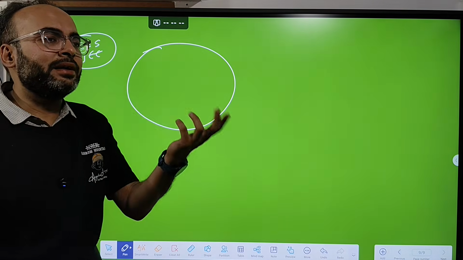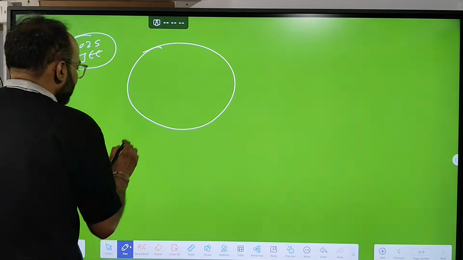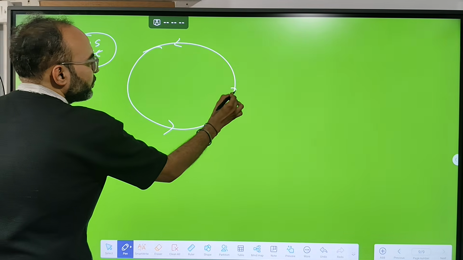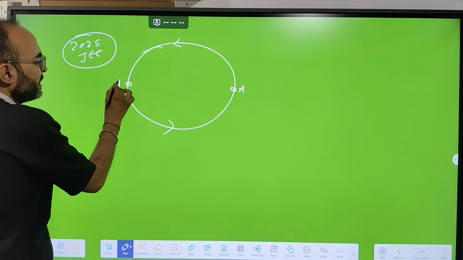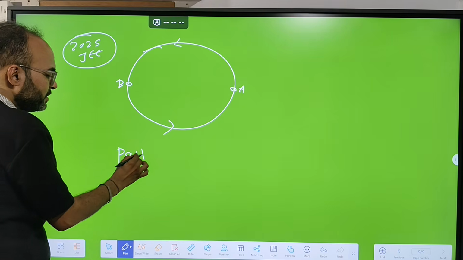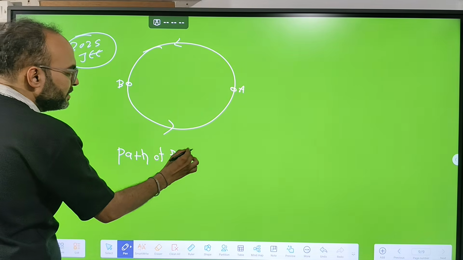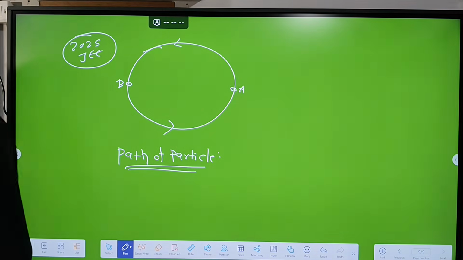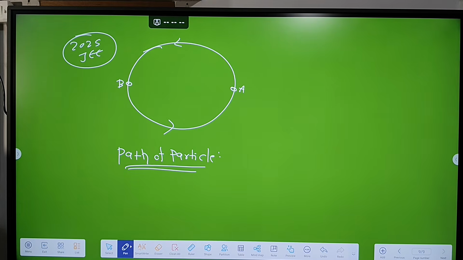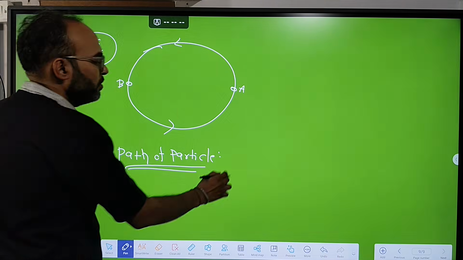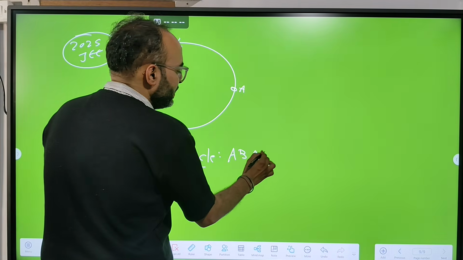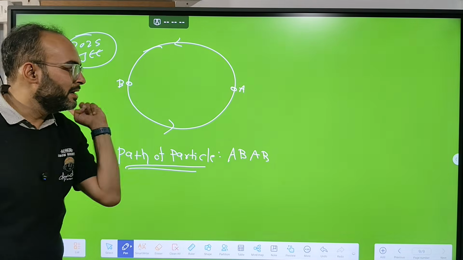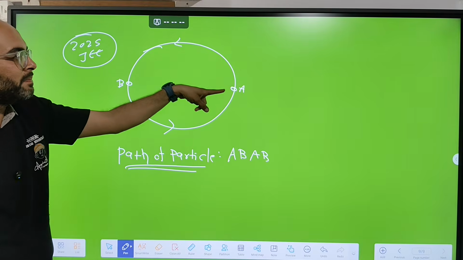The same question is that a particle is moving along a circular path and the radius of the circular path is r. Start from A. And what is the path that the particle follows? The path of the particle is A B A B. This is the path. A B A B means, don't do it like this, A B A B would become wrong. It is a circular path.